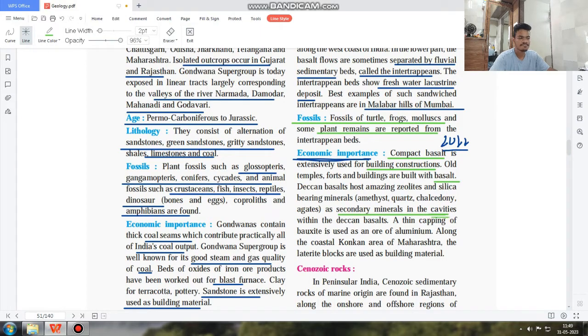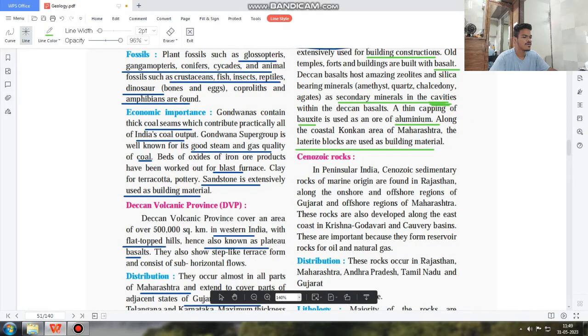What are cavities? Basically, cavities are holes present in the rocks. Those secondary minerals fill the gaps. Thin capping of aluminum is used, such as bauxite. Laterite blocks are also used as building material.